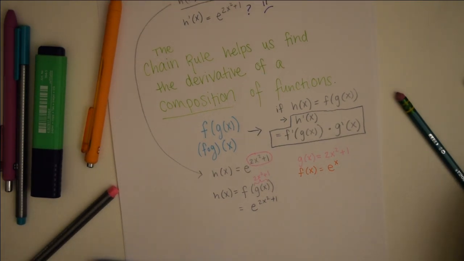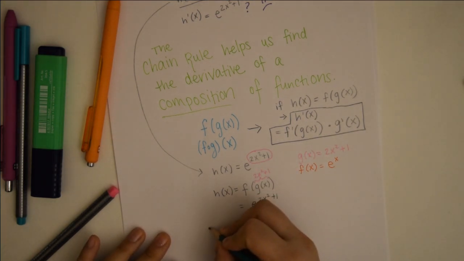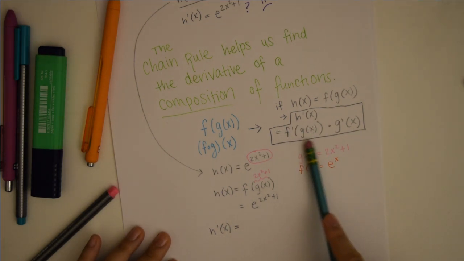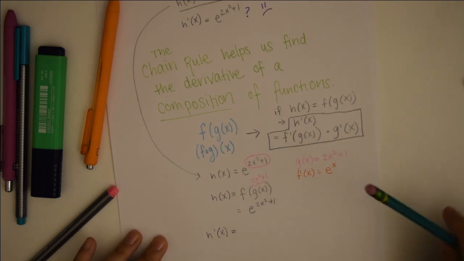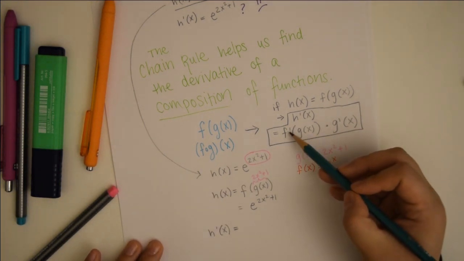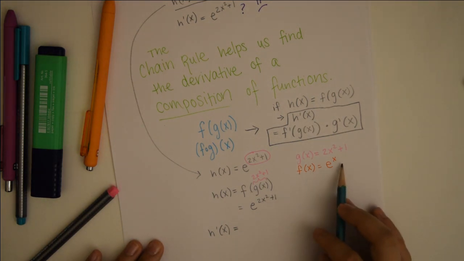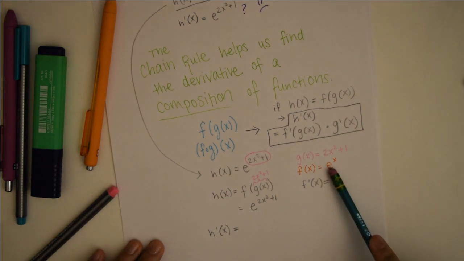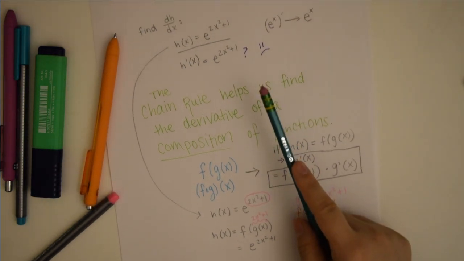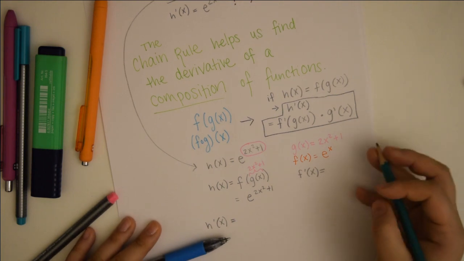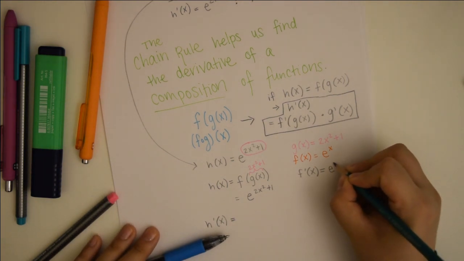So, to find h prime of x, we need to first find f prime of x. So this part tends to be really confusing for a lot of people. And so let's just do this step by step. So the first part is really, you take f prime of x. So we know that f of x equals e to the x. So f prime of x is e to the x, because we know, or we should know by now, that the derivative of e to the x is e to the x. So if f of x is e to the x, f prime of x is e to the x.